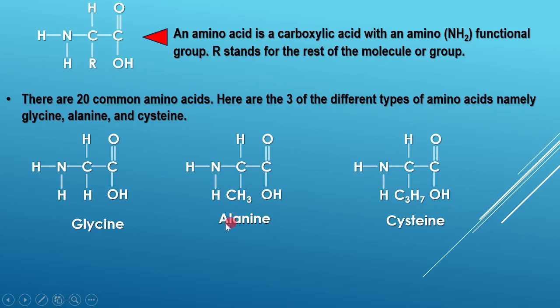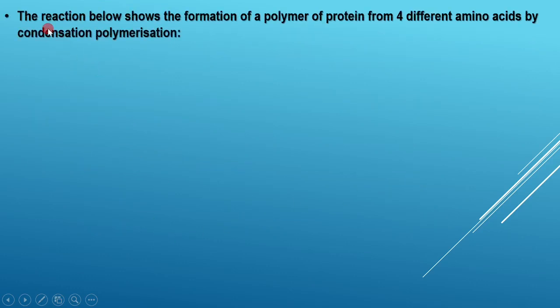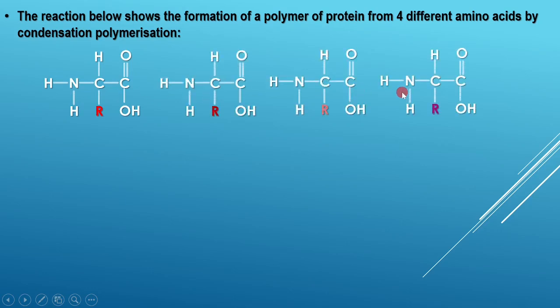These are just examples. Now the reaction below shows the formation of a polymer of protein from 4 different amino acids by condensation polymerization. These amino acids are differentiated by the carbon chain here. This one is different from this one, from that one, from that one. So there are 4 of them, and when they join, they can form a protein.